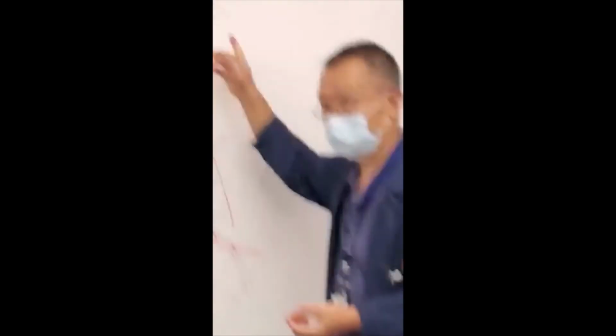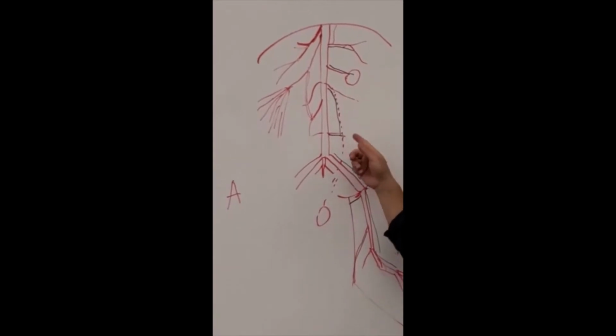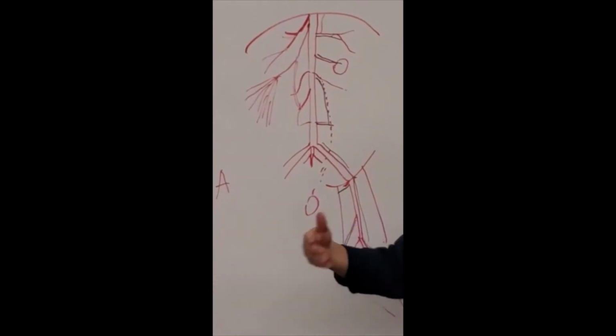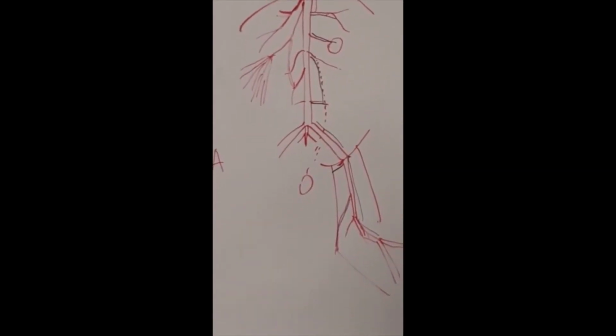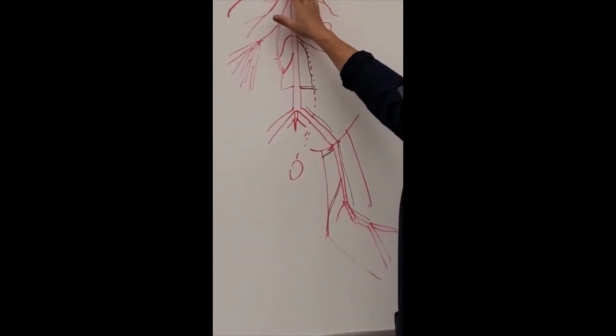Below the diaphragm, this piece, abdominal aorta. Still called aorta, but it's in the abdominal cavity, right? We call it abdominal aorta. Okay. Abdominal aorta, the first major branch.